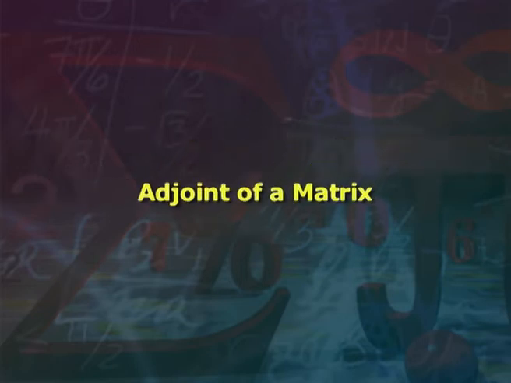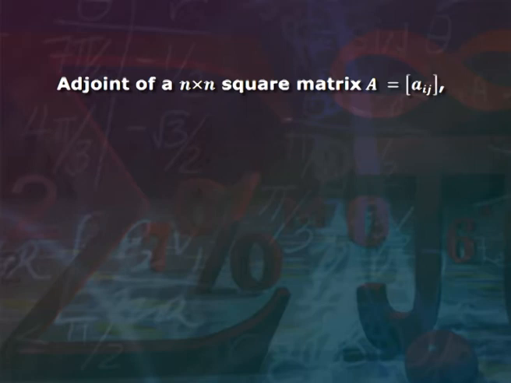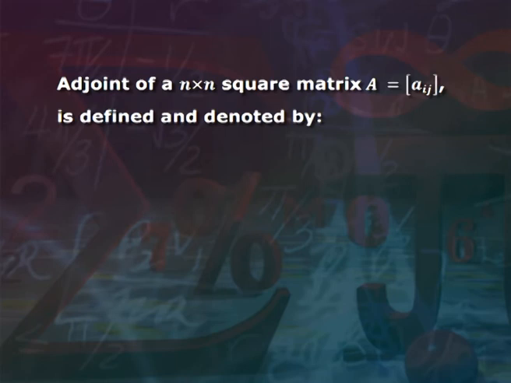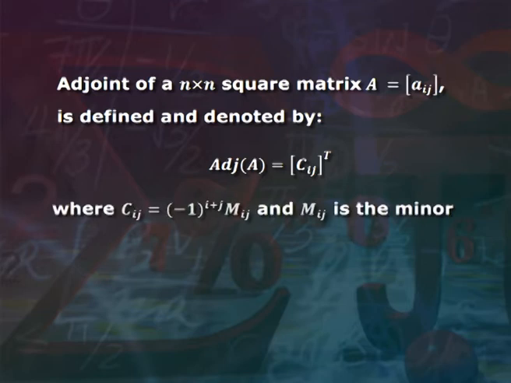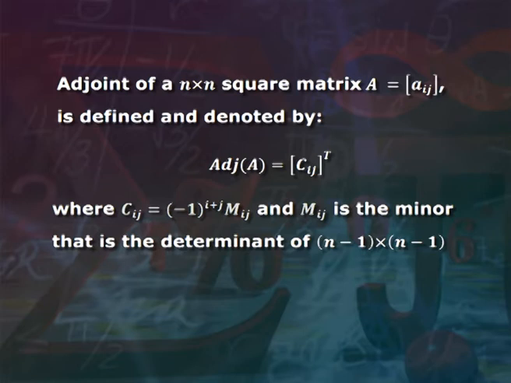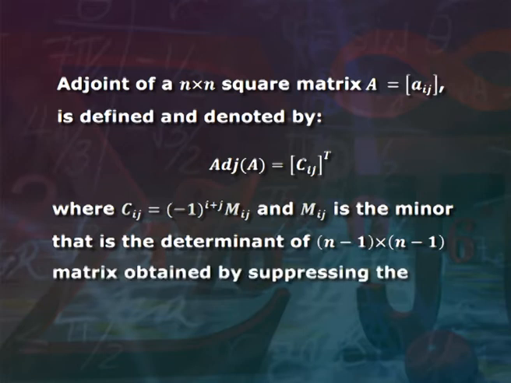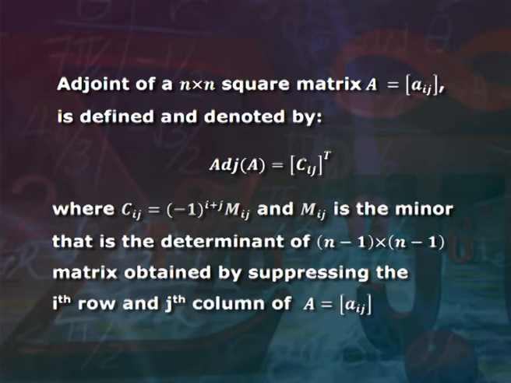Adjoint of a matrix. Adjoint of an n by n square matrix A equal to a_ij is defined and denoted by adjoint A equal to C_ij transpose, where C_ij is equal to -1 to the power i plus j multiplied by M_ij, and M_ij is the minor, that is the determinant of the n minus 1 by n minus 1 matrix obtained by suppressing the ith row and jth column of A equal to a_ij.